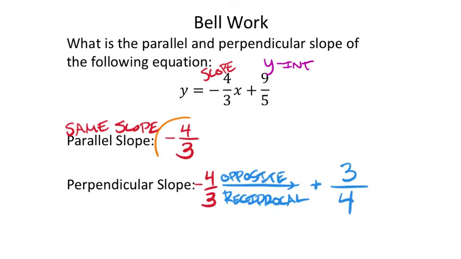So we have the two slopes. The parallel one, which is negative 4/3, is the same. And if you were to graph that, that'd be down 4, to the right 3. And then the perpendicular slope, which is 3/4, that'd be up 3, to the right 4.